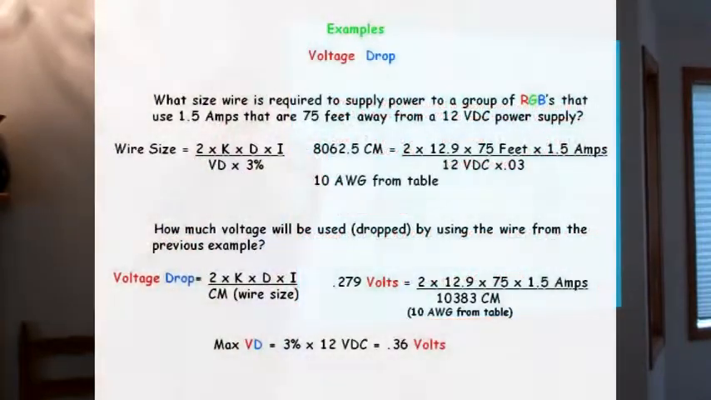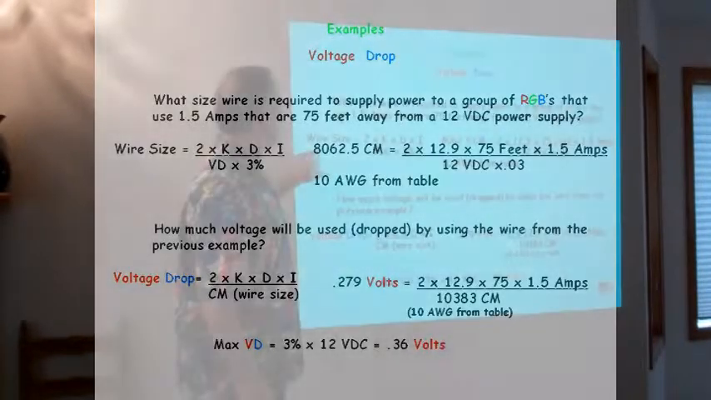This is an example. Hopefully this will shed a little better light on how to use this voltage drop formula. It's not what we're really doing. We're trying to just figure out what our wire size is. What gauge wire are we going to use to connect from our power supply to our pixel string, or to whatever LEDs or whatever lights we have? It could be incandescents for that matter.